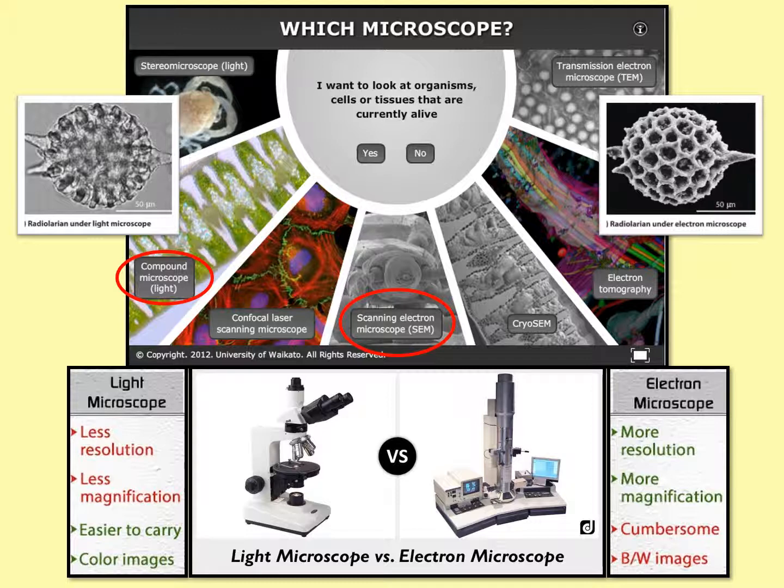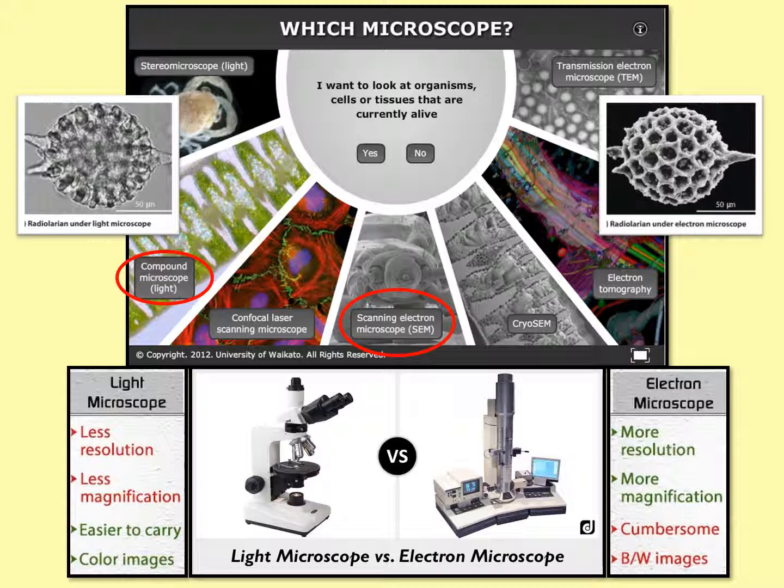The picture on the upper left-hand corner shows a radiolarian under a light microscope. As you can see, depending on the angle of the organism, you have different areas that have a little bit of blur, so it's not as crisp and clear. When you move to the right side of the screen, you'll notice the image is very, very clear, and you can see all the distinct parts of the organism. This is the radiolarian under the electron microscope.